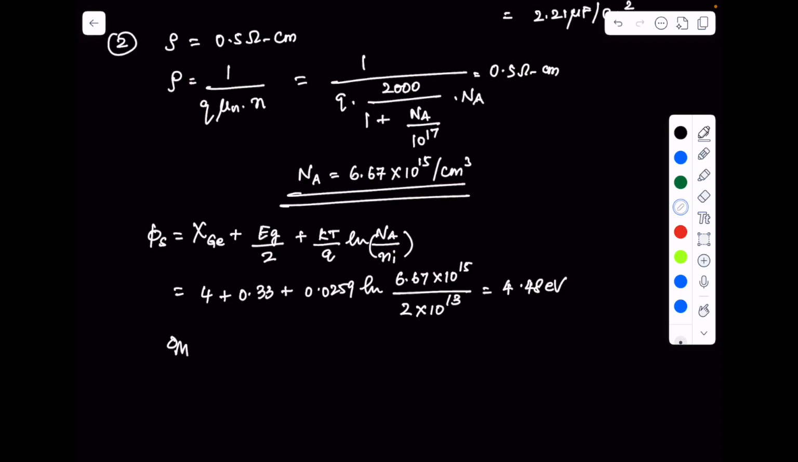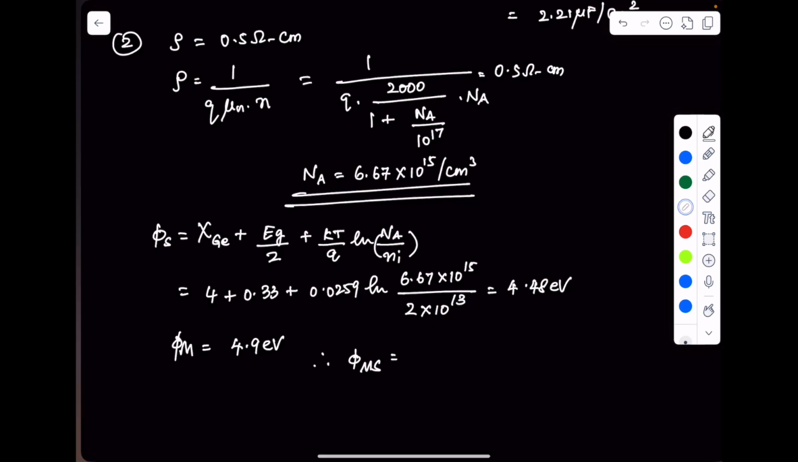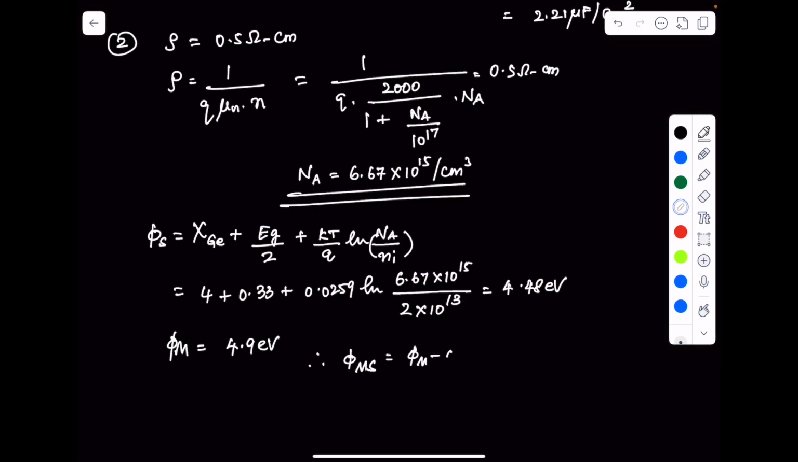Phi m, which is the work function of the metal, is given to be 4.9 electron volts. Therefore, phi ms, which is required to calculate Vt in the flat band voltage, is phi m minus phi s, which is 0.42 volts. So this is your phi ms, or the flat band voltage of the system.